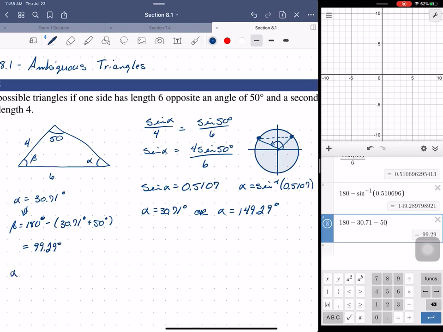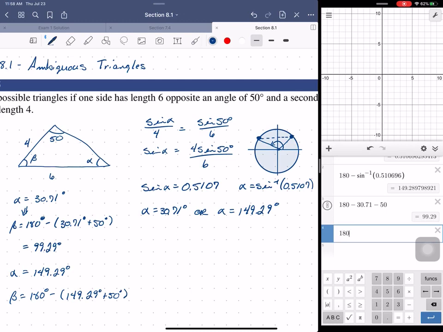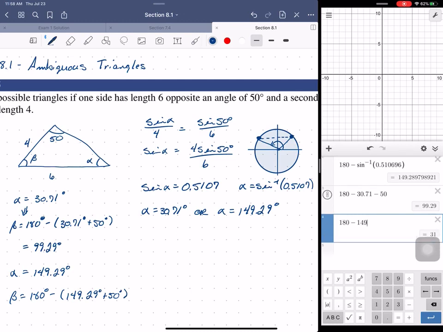Or if alpha equals 149.29 degrees, well, then beta is going to equal 180 degrees minus 149.29 plus 50. Which is a negative angle. So that means that this one is not possible, and this is our only possible solution.